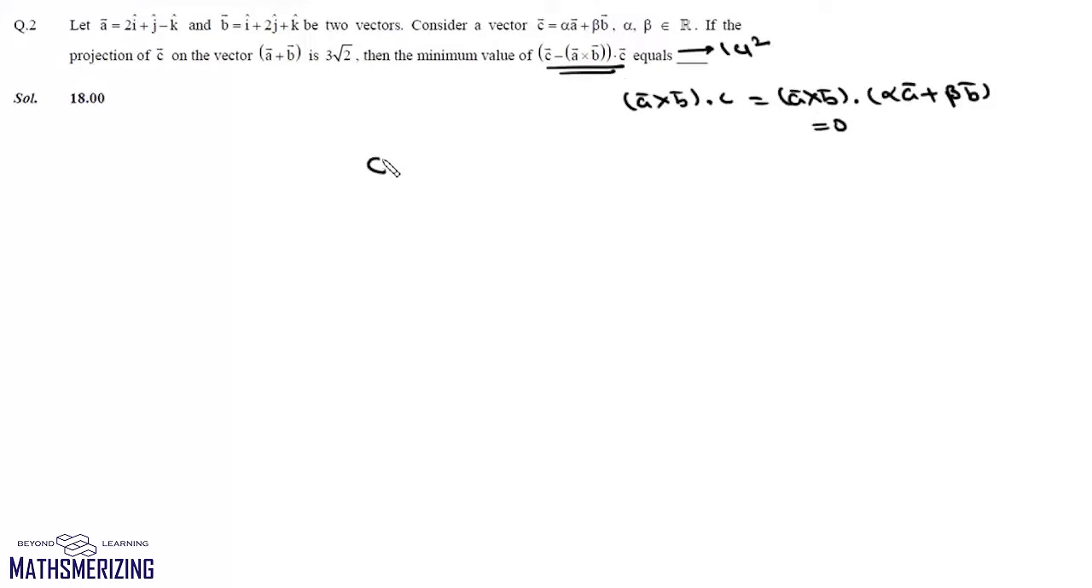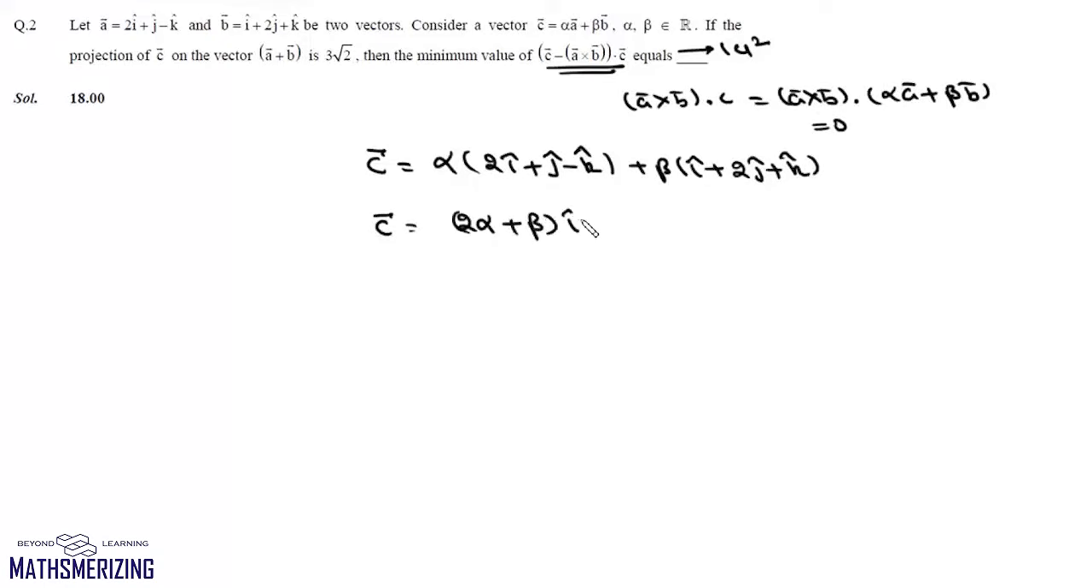Now we are given that C is alpha A plus beta B, and A is 2i plus j minus k, and B is i plus 2j plus k, which we can write as 2 alpha plus beta i plus alpha plus 2 beta j and minus alpha plus beta k. Now it says that the projection of C on this vector A plus B is 3 root 2.